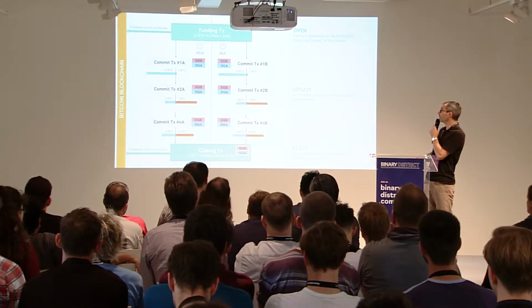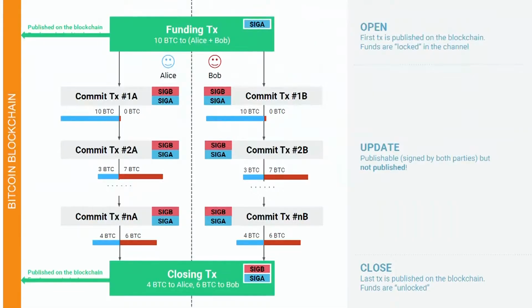So this is basically what it looks like. You have a funding transaction on the blockchain. Then you exchange messages to update this transaction. These messages are private to the two parties in the channel. Nobody else is supposed to see them. And this happens off-chain. When you're happy with the state of your transaction, you publish a final closing transaction back to the blockchain. So on the blockchain, you see the first one, the funding transaction, and the last one, the closing transaction. Everything else happens off-chain.